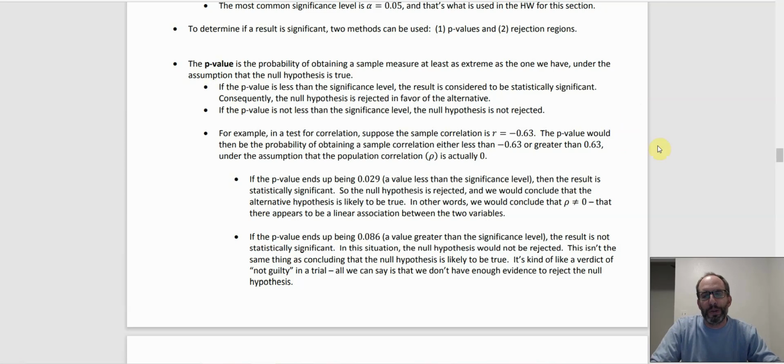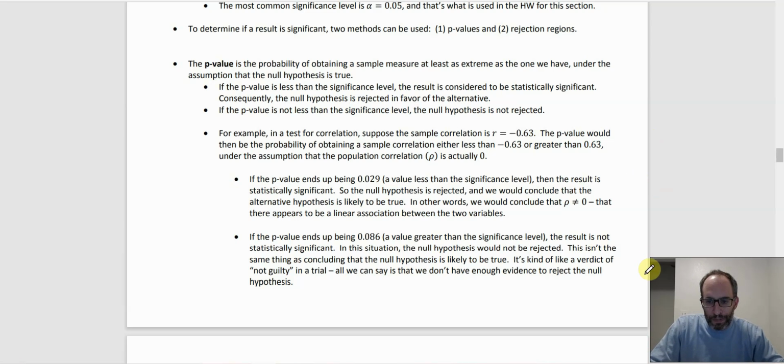Then I just made up some numbers. Let's suppose in a test for the correlation, we got a sample correlation of negative 0.63. The p-value is the chance of getting something at least as extreme as negative 0.63, under the assumption that the null is true. So it would be the probability of getting a sample correlation either less than negative 0.63 or greater than positive 0.63, so at least 0.63 away from zero in either direction, under the assumption that the null is true, which would be that rho, the population correlation, is zero.